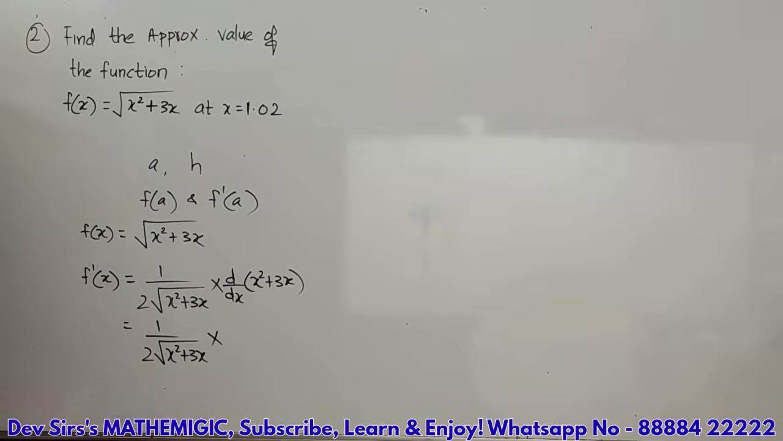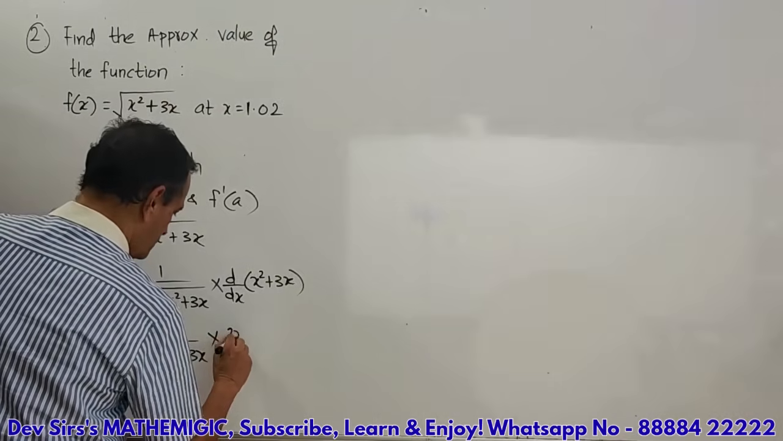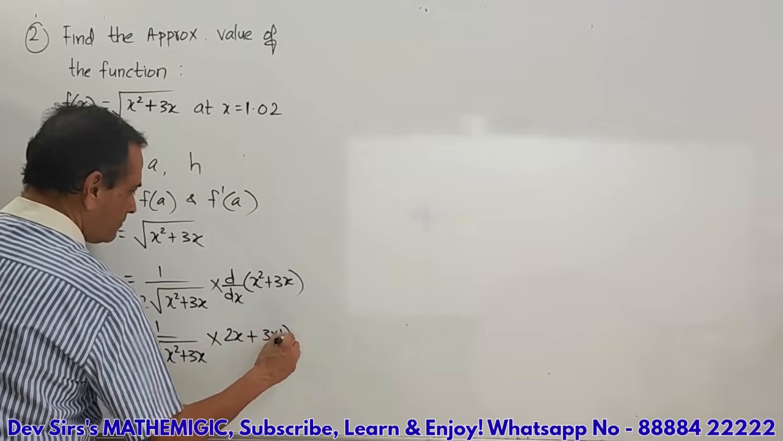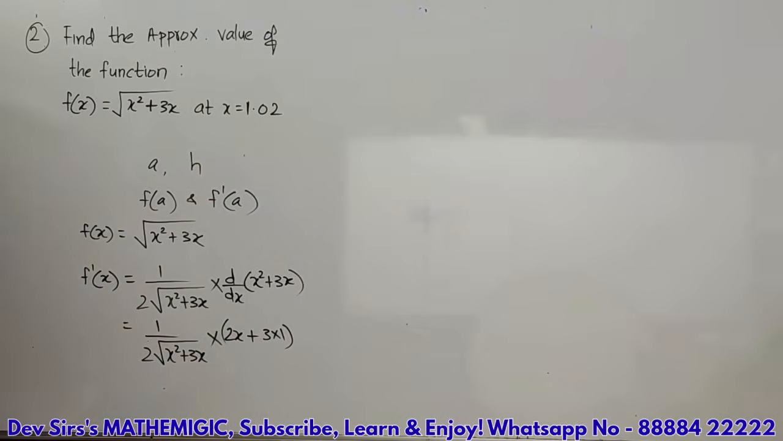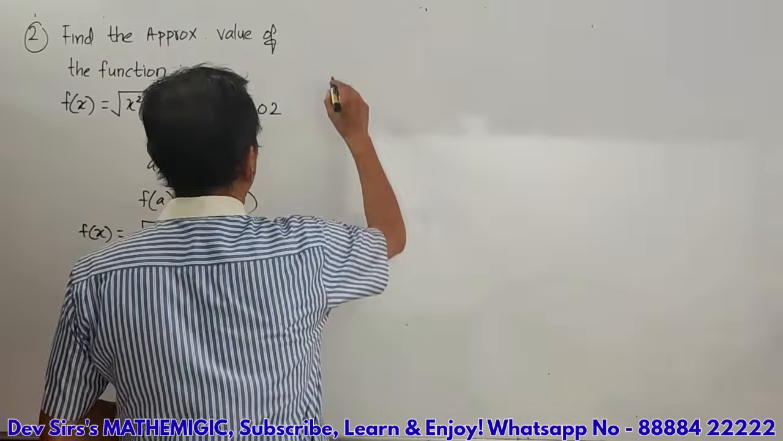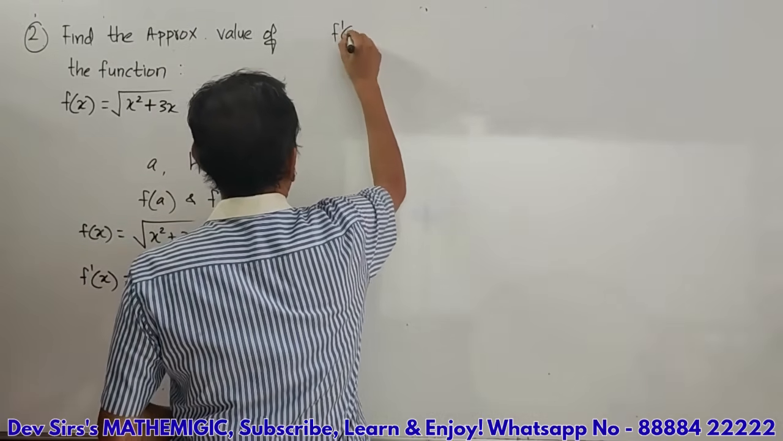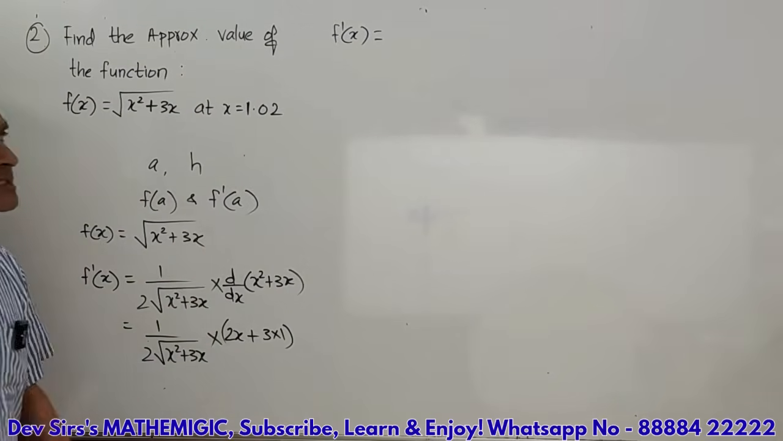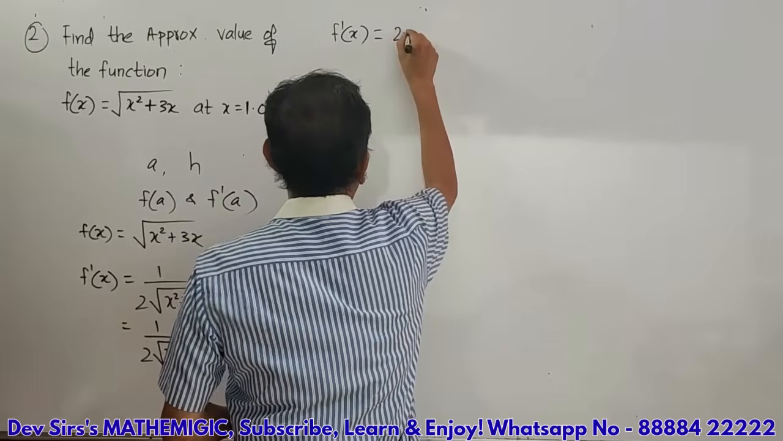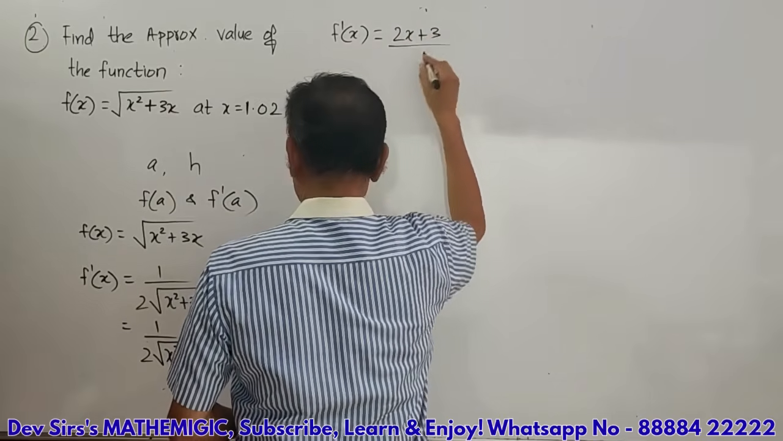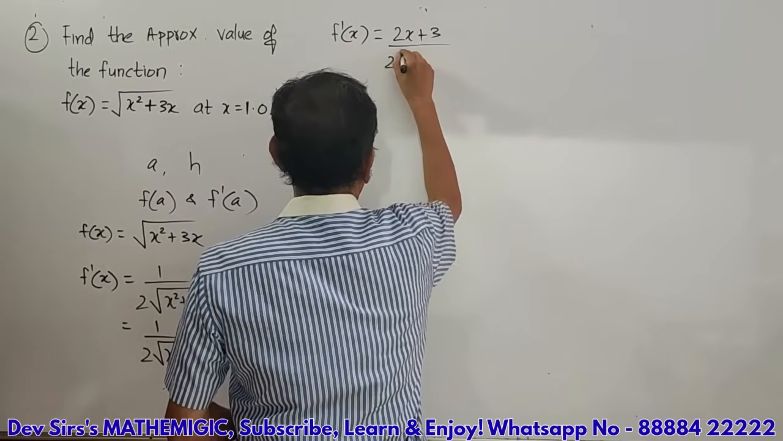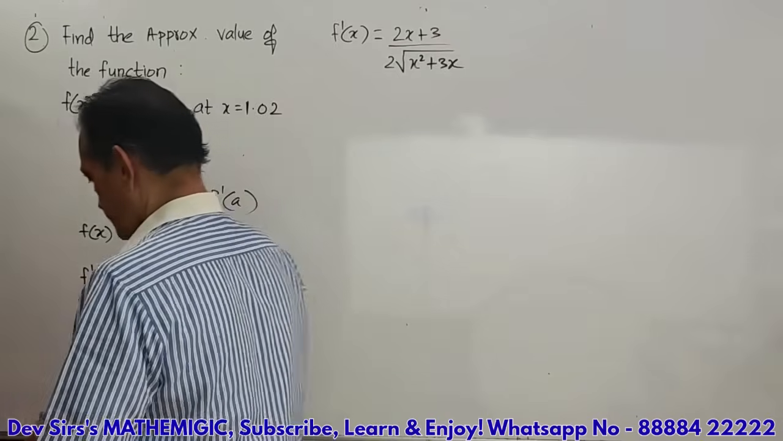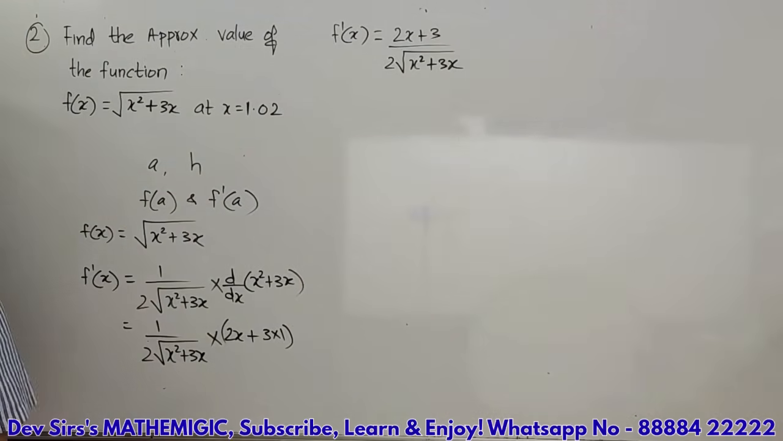d by dx of x squared is 2x, d by dx of 3x is 3 into 1. So what did we get? f dash x is 2x plus 3, that is your f dash x.